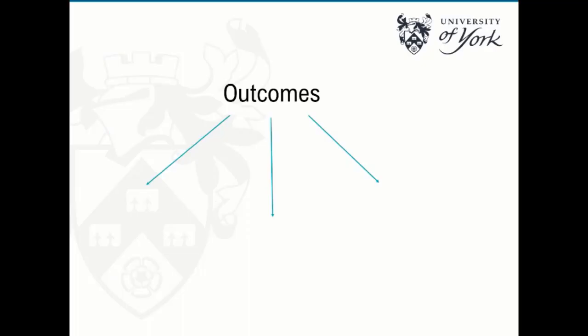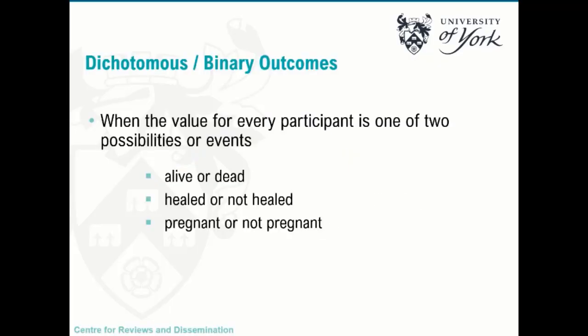When calculating effect estimates, there are three possible outcome types: dichotomous or binary, continuous, or time to event. In this presentation, we'll mainly focus on dichotomous and continuous outcomes. The first type of outcomes we'll look at are dichotomous. In these outcomes, each participant can have one of two possible values. So a patient could either be alive or dead, healed or not healed, pregnant or not pregnant. There are no other options.